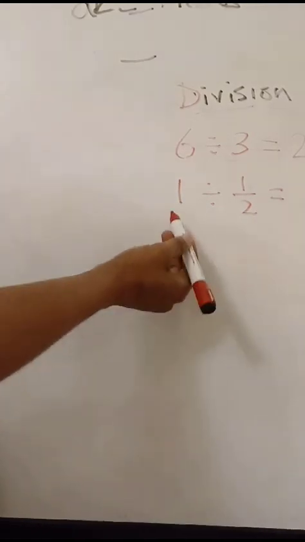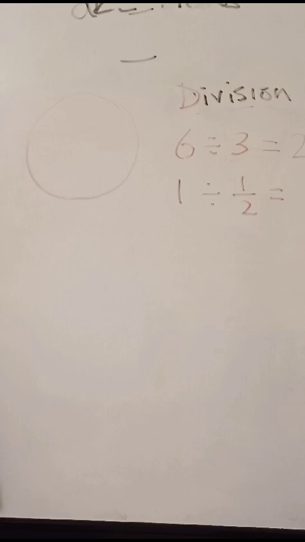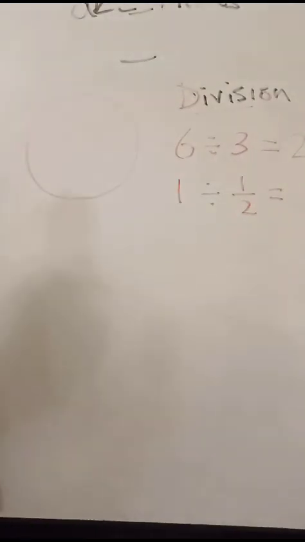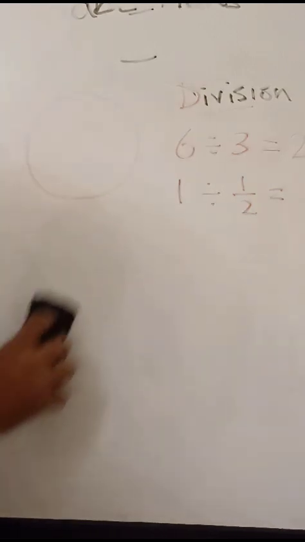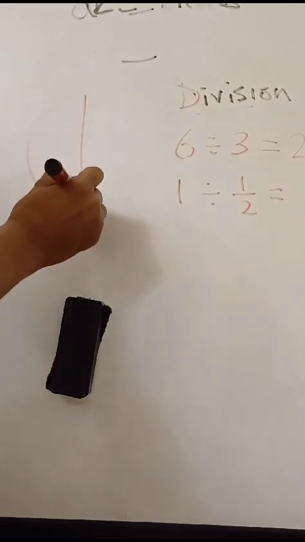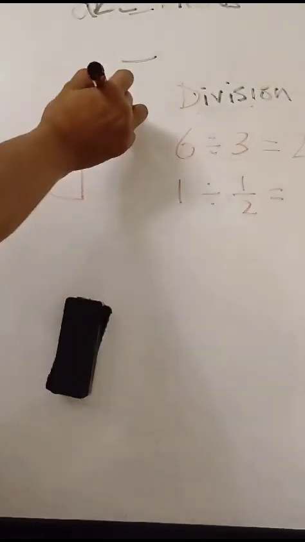So when we say 1 divided by a half, let's suppose that we have one thing. Let's suppose it's our pizza. We want to divide our pizza, one pizza, into a half. That means we want to divide the 1 into groups. Each group has half a pizza. So the first group will have this half a pizza. The second group will have the other half.